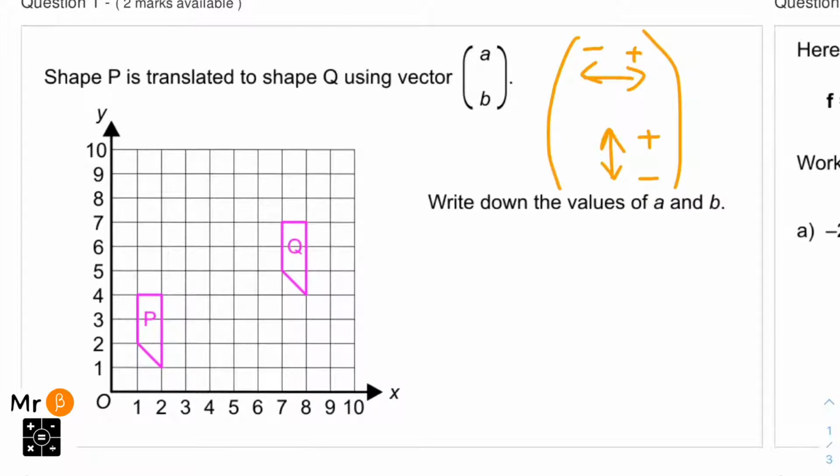So it's asked us to show how we've gone from shape P to shape Q. So I'm going to pick one point of my shape. This has to be the same point. Then we're going to count how many squares it's moved to the right. 1, 2, 3, 4, 5, 6. And how many it's gone up. 1, 2, 3. So therefore, my vector is 6, 3.